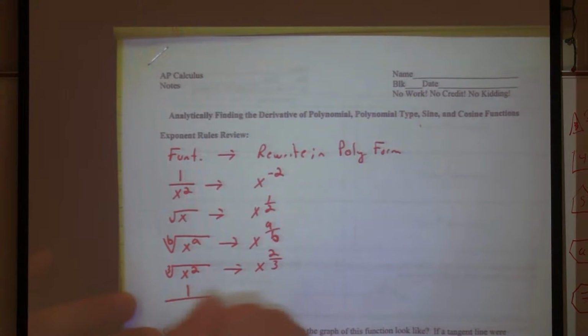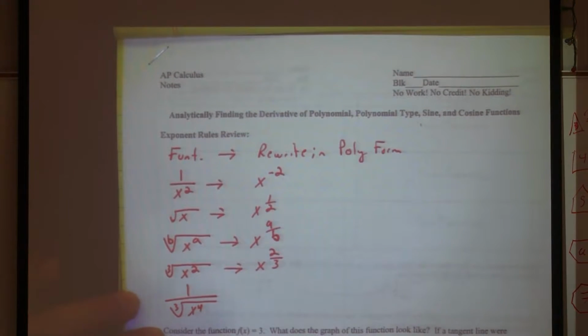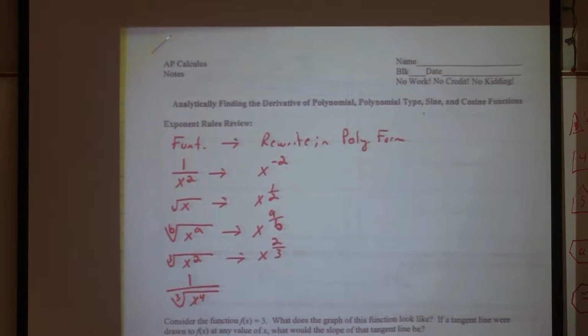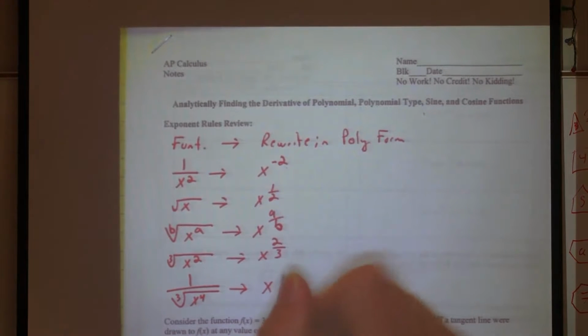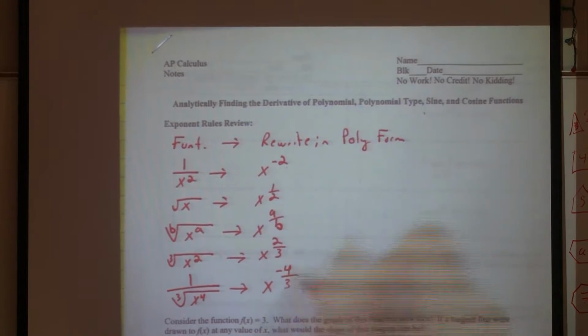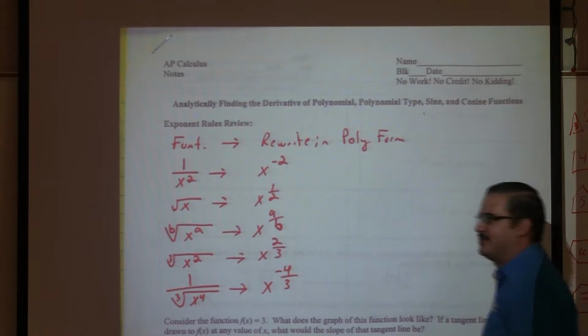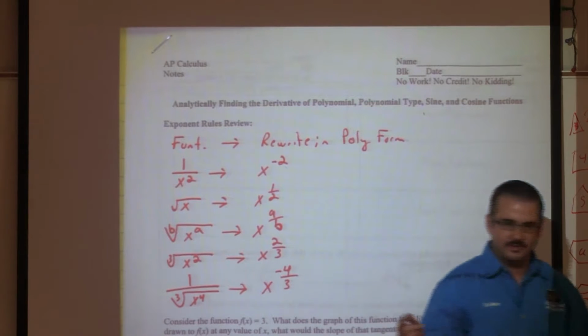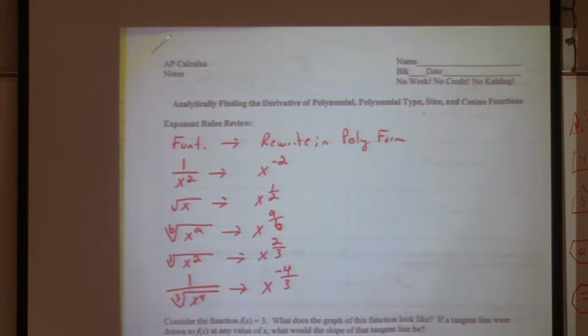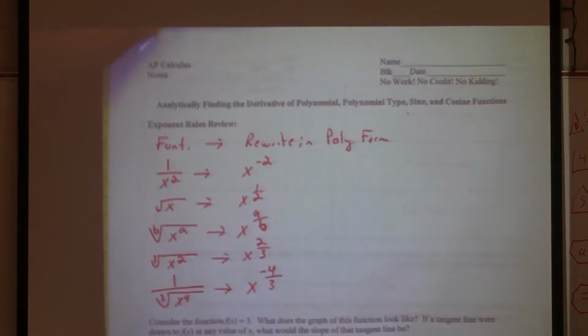Here we go. 1 over the cube root of x to the 4th. Wait, don't answer yet. Alright, so that would be what? X to the what? Negative 4 over 3. He's good. So he made it 4 over 3 down here, and then he sent it up to the top. Are you guys mind blown? I did 2 steps in 1. Okay? We're getting better at this.